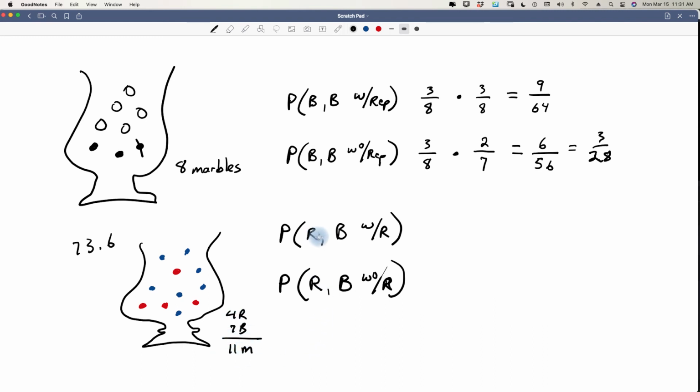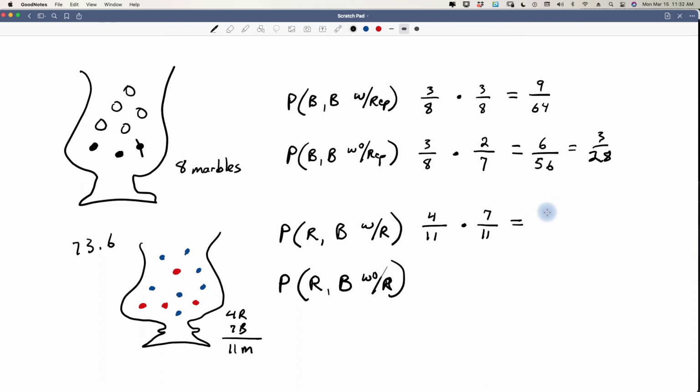So we want the first one to be red. So that's going to be 4 out of 11. You follow me? We have 4 red ones out of 11 total. We're going to put that marble back in there. So we still have 11 marbles because we put him back in. Now we want a blue one. There are 7 blue. So we have a 7 out of 11 chance.